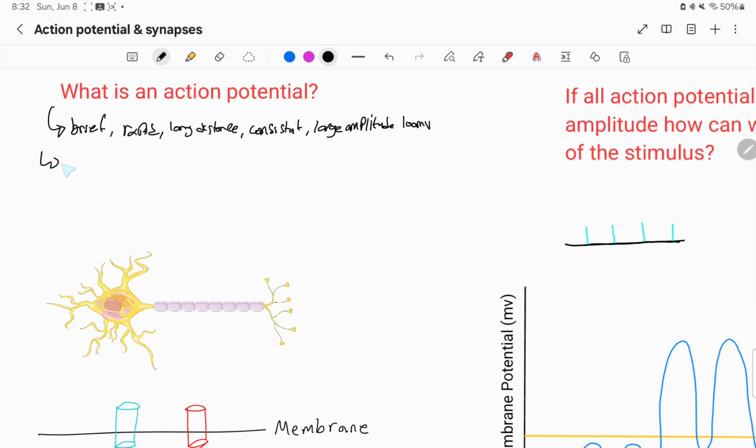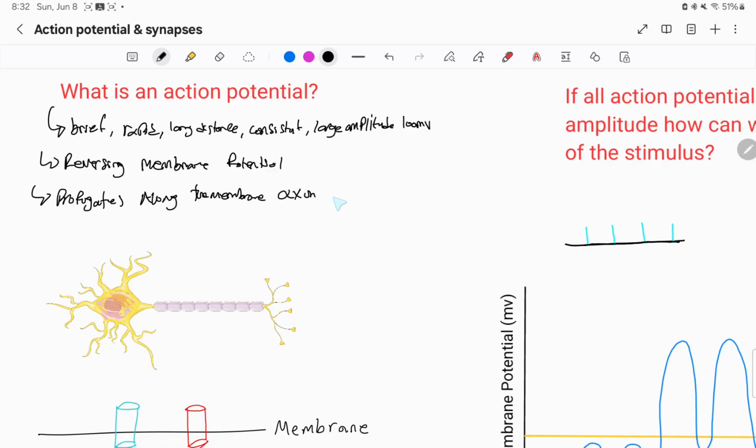When an action potential occurs, we are completely reversing the membrane potential, so we'll refer to what this means later. We will also note that the action potential propagates along the membrane, but more specifically along the axon. It should also be noted that it is not decremental. It actually regenerates itself.